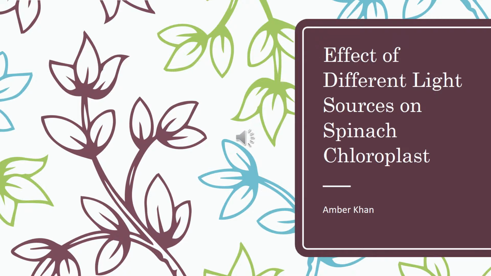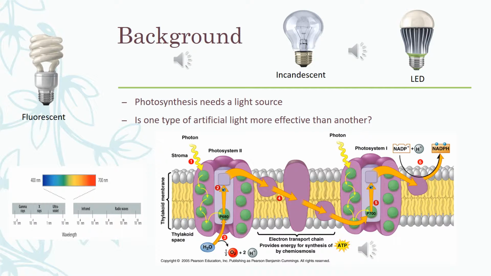For inquiry 4, I investigated how different types of artificial light affect the photosynthetic activity of isolated chloroplasts. Light is necessary in order for energy transfer to take place in plants. In 1937, Robert Hill actually found that CO2 was not required in order for photosynthesis to take place.